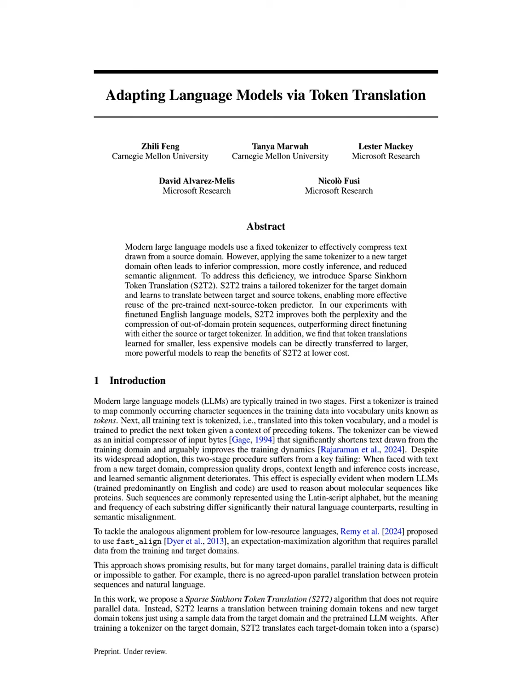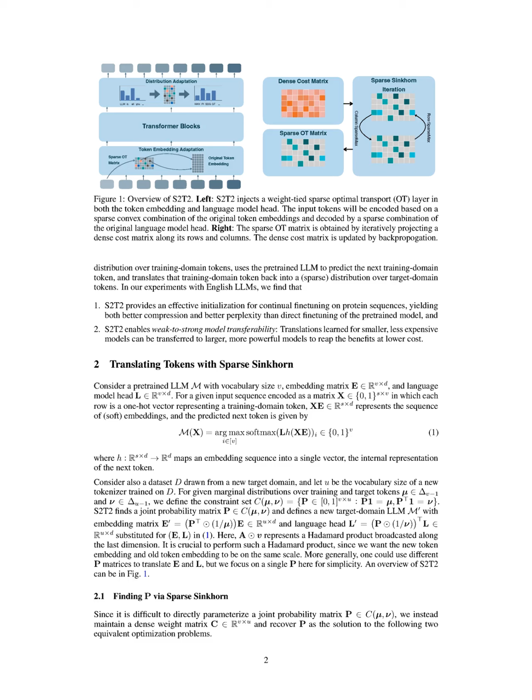The Sparse Sinkhorn Token Translation (S2T2) algorithm operates in several key steps. First, it begins with a pre-trained large language model (LLM) that has a vocabulary size v, an embedding matrix E in R^(v×d), and a language model head L in R^(v×d). The algorithm then takes a new target domain dataset D and trains a new tokenizer, resulting in marginal distributions over training domain tokens mu and target domain tokens nu.